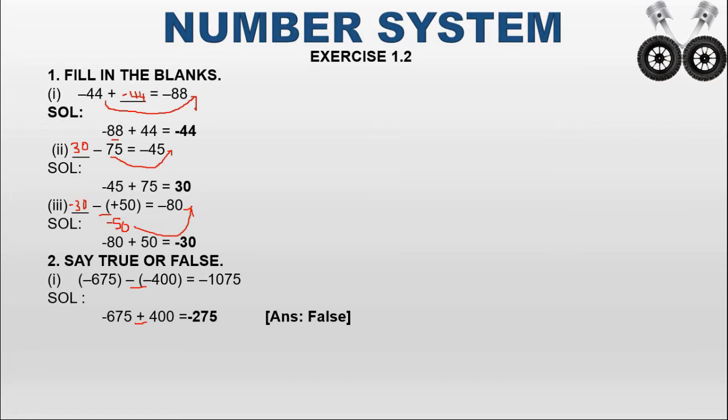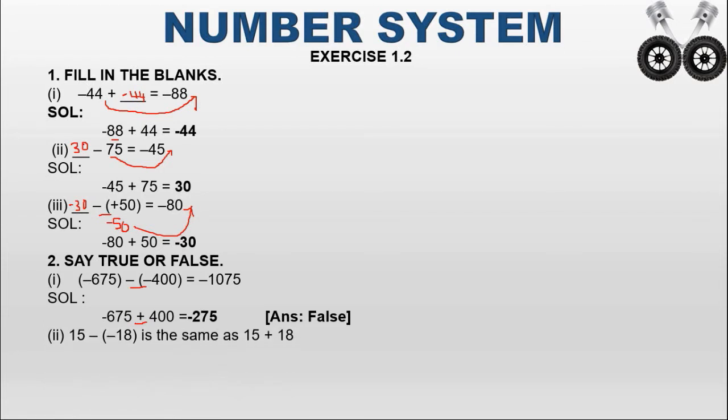These two integers have different signs, so we have to subtract. 675 minus 400 equals 275. The biggest number is 675, so you have to put the sign as minus 275. So these two are not equal. That means the statement given here is false.